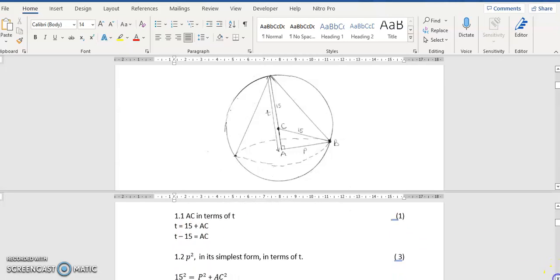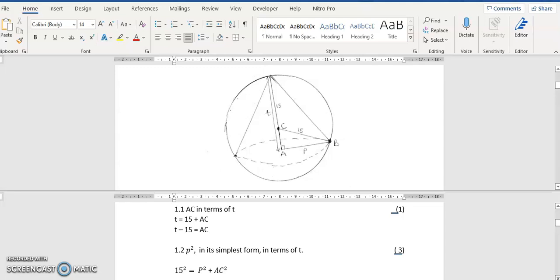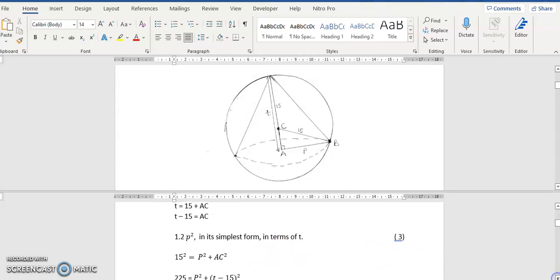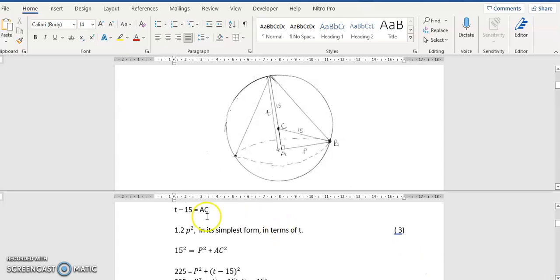Okay, now let's look at the next question. It says, express P squared in its simplest form in terms of T. So this one we are going to use Pythagoras theorem. So here we know 15 squared is equal to P squared plus AC squared. Then we already know AC. Remember, we know AC to be T minus 15.